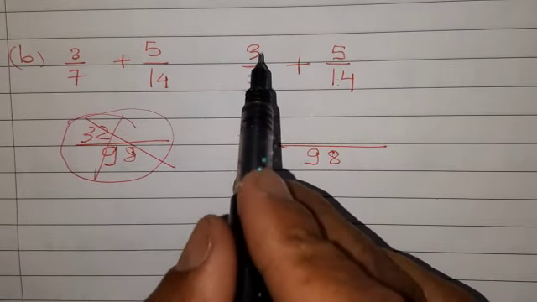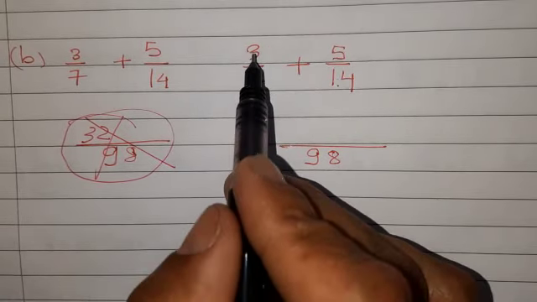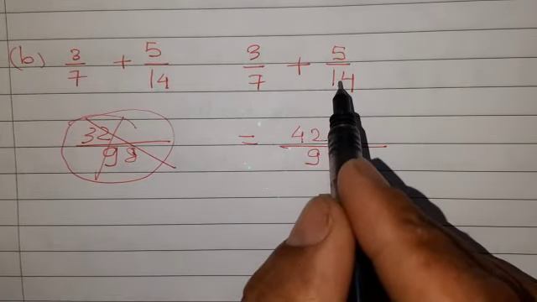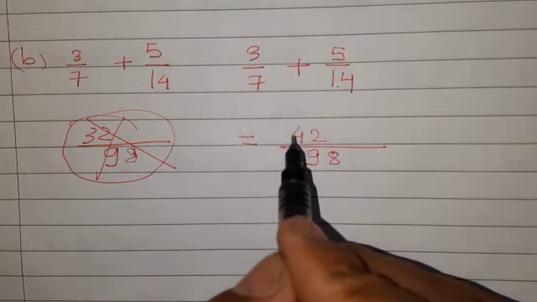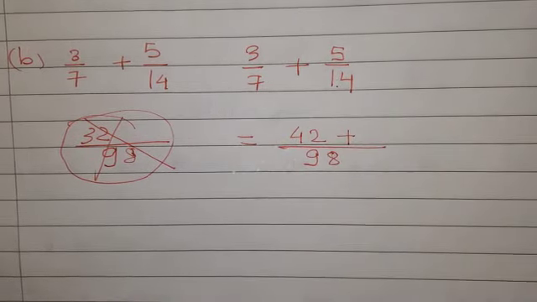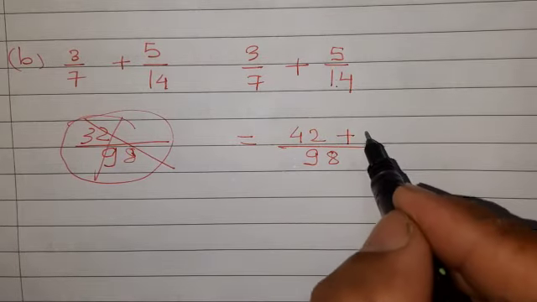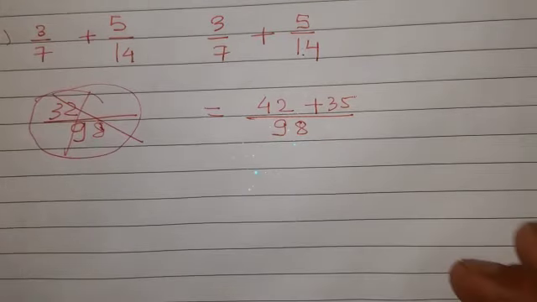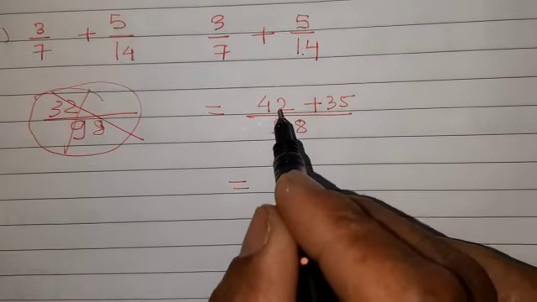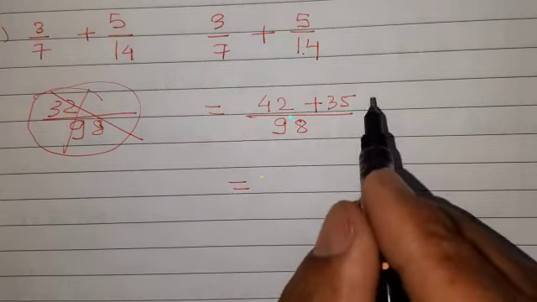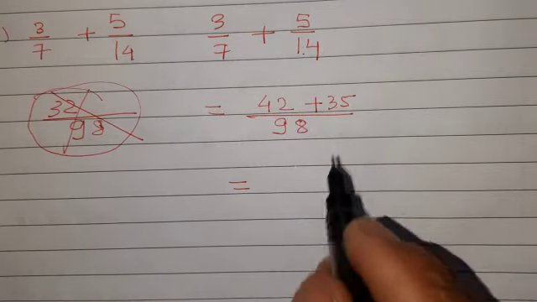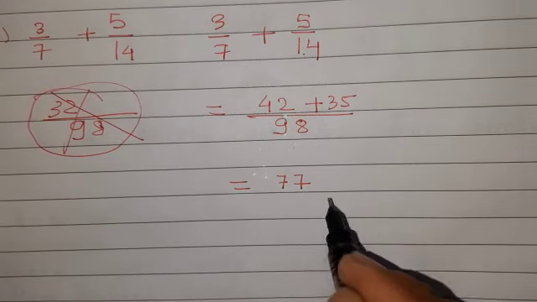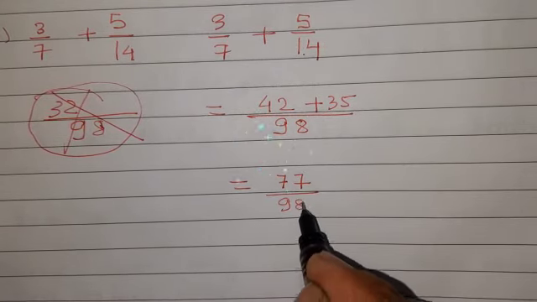And 14 is multiplied with 3. Then 3 4s are 12, 3 1s are 3, 4. Multiplying 14 and 3, the number became 42. And this number is 35. 7 5s are 35. Okay. So we add 2 numbers at the numerator place. 2 plus 5, 7. And 4 and 3, 7. 77 by 98.